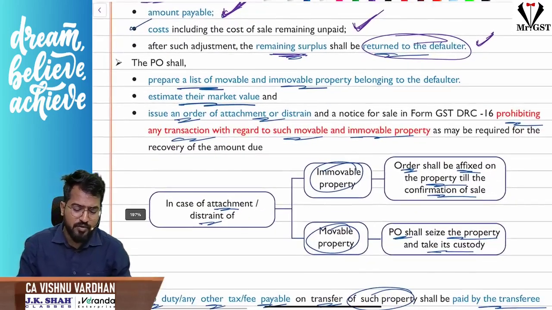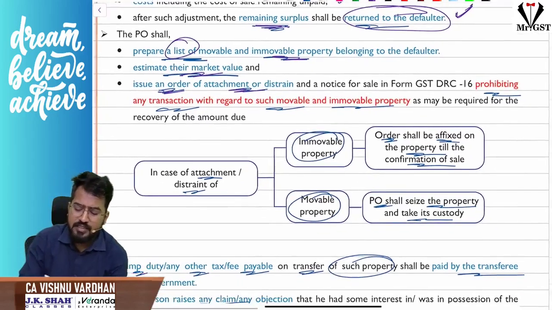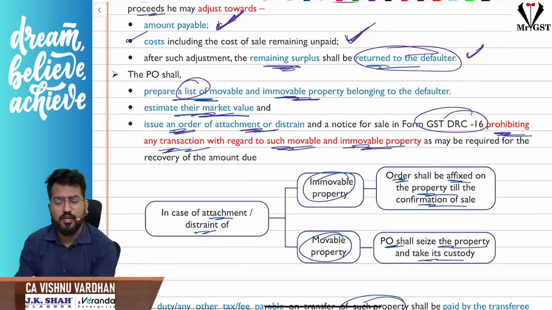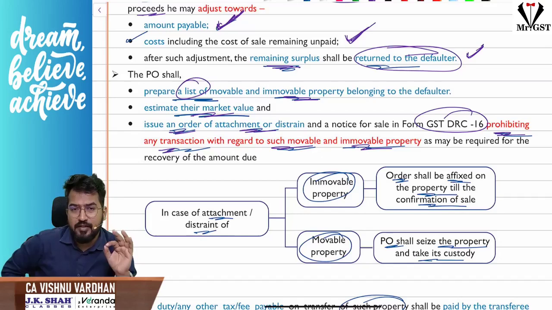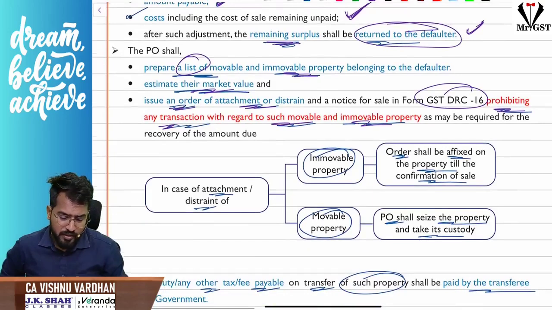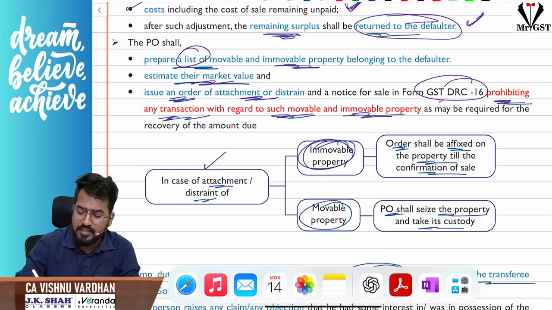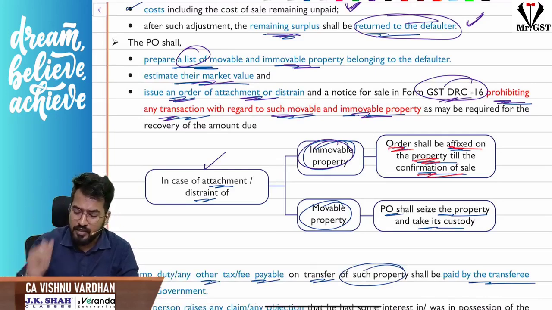But before that, as I told you already with respect to goods, same story here also. The proper officer should maintain the list of movable and immovable properties and their market values, and he should issue an order of attachment or distraint in GST DRC 16, prohibiting any transaction with regard to sale of such movable or immovable property. Next, in case of an attachment or distraint of immovable property, that order, GST DRC 16, will be attached on the property till the confirmation of the sale.